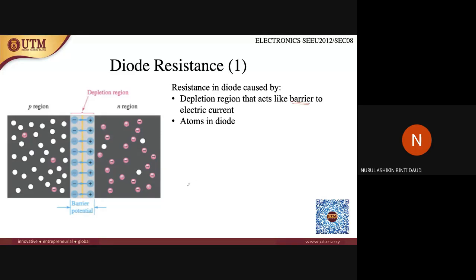The second reason why there is resistance in a diode is because of the atoms in the diode itself. When you apply an external voltage to the PN junction, carriers come into the PN junction from the external voltage. The carriers will collide with the atoms inside the PN junction itself. Because of the collision, it will cause resistance.